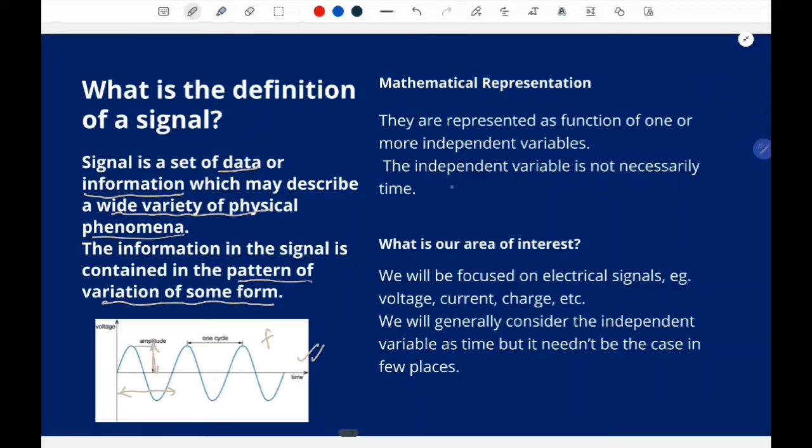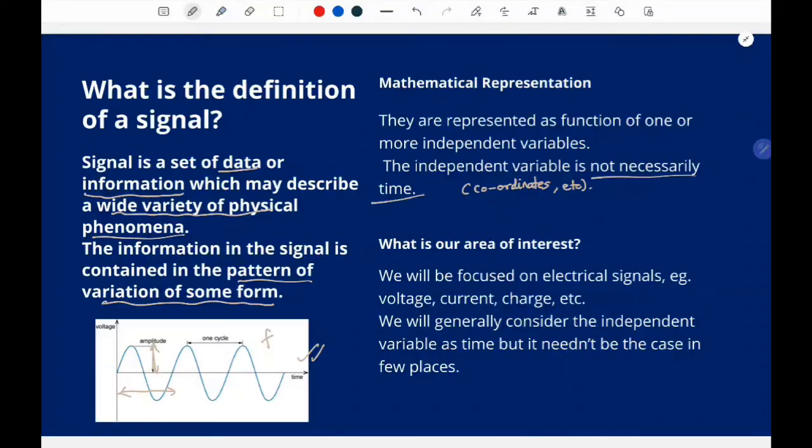Okay, and as we already saw, it needn't always be depending on time. So it can be space, I mean the coordinates and other things, right? Okay. And what is our area of interest here? Because it is an electrical engineering course, we will be focused on electrical signals. For example, voltage, current, charge on a capacitor, and so on. And we'll generally consider the independent variable as time, but it needn't be the case in a few places. So we have to assume any one variable. So for convenience, we'll assume it as time.